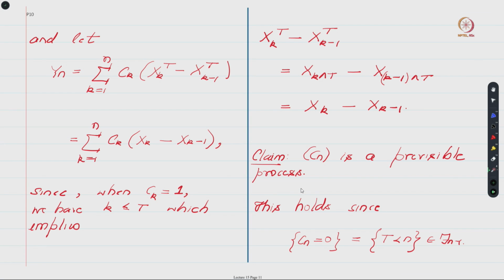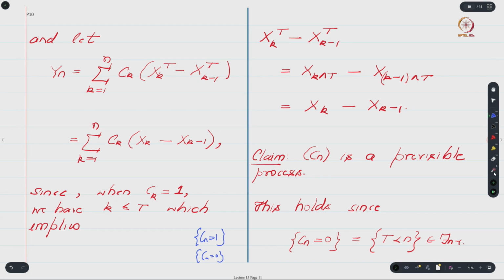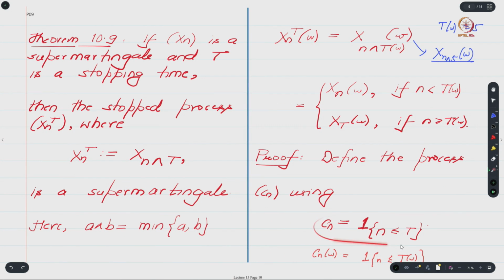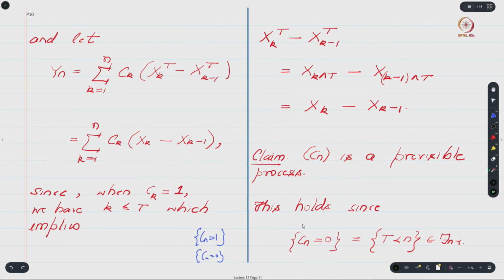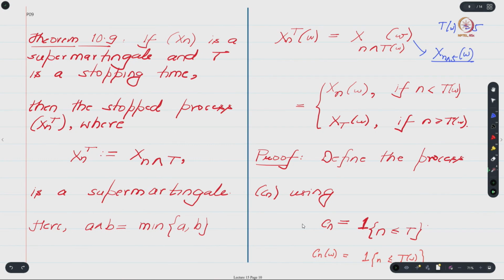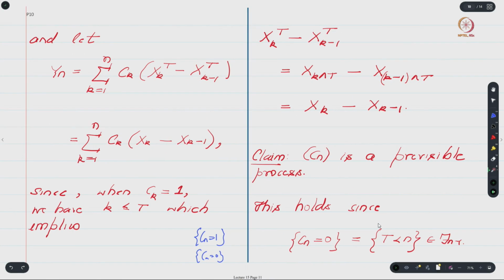So let us quickly check why Cn is a predictable process. For this we will look at the two events that can be defined in relation to Cn. Cn is an indicator random variable, so either you have Cn equals 1 or Cn equals 0, and they are complements of each other. So let us focus on the event Cn equals 0. What does Cn equals 0 mean? Let us recall the definition of Cn. Here we have n less than or equal to t, or t must be greater than or equal to n, for Cn to be 1. So Cn equals 0 means that t is strictly less than n.